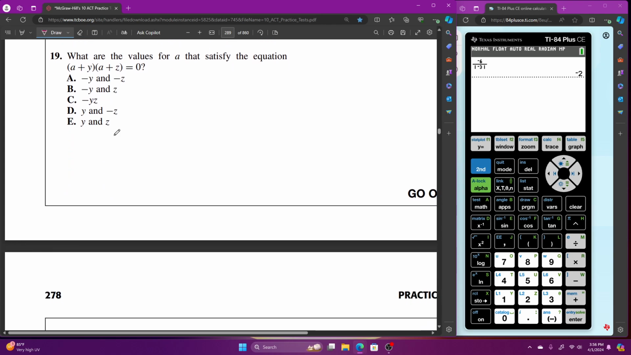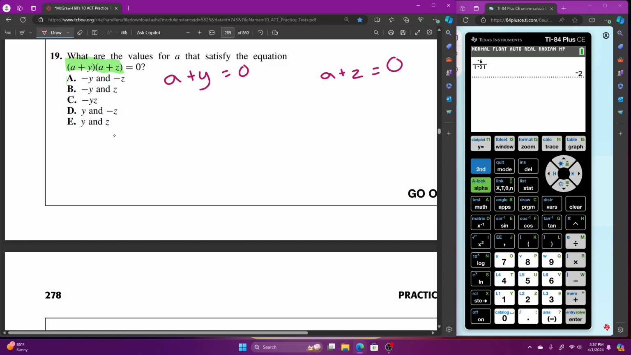Question number 19 says, what are the values for A that satisfy the equation A plus Y times A plus Z equals 0? Well, in order to make this whole thing here equal to 0, we need either piece, either factor to be equal to 0. So we need A plus Y to be equal to 0, or we need A plus Z to be equal to 0. And there's a few ways you could go about solving this. You could subtract Y from both sides here. You could subtract Z from both sides here. You'd have the answer.